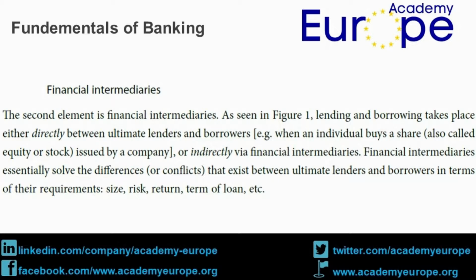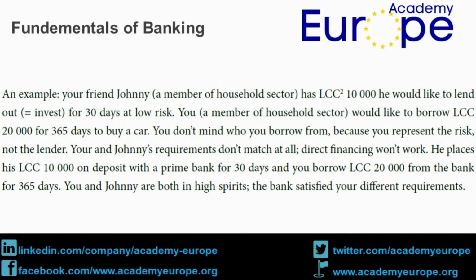Financial intermediaries essentially solve the differences, or conflicts, that exist between ultimate lenders and borrowers in terms of their requirements, size, risk, return, term of loan, etc. An example, your friend Johnny, a member of household sector, has LCC 10,000 he would like to lend out, equal invest, for 30 days at low risk. You, a member of household sector, would like to borrow LCC 20,000 for 365 days to buy a car. You don't mind who you borrow from, because you represent the risk, not the lender. Your and Johnny's requirements don't match at all, direct financing won't work.